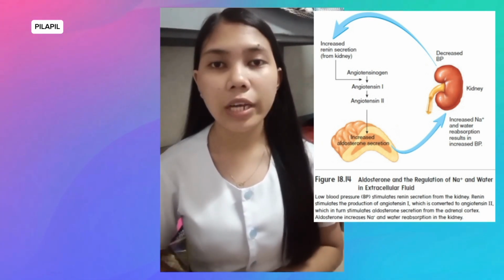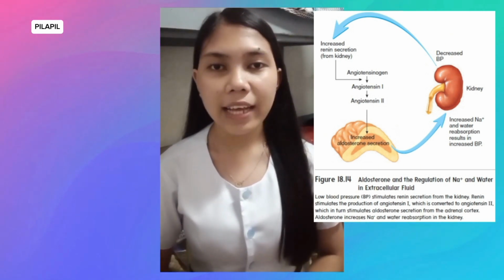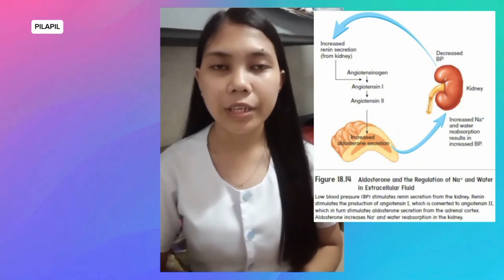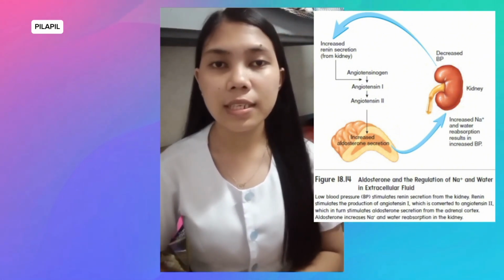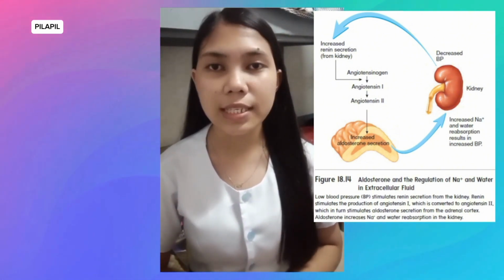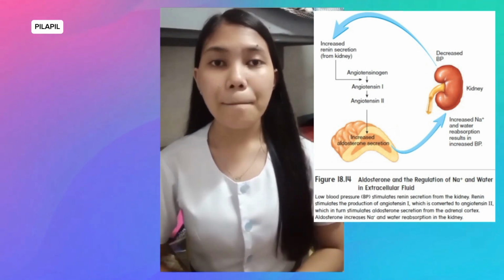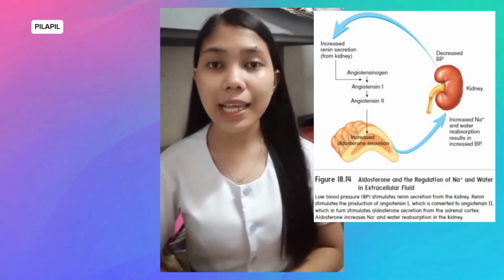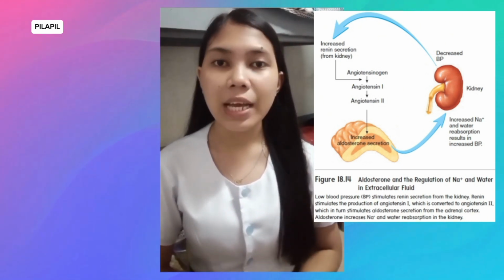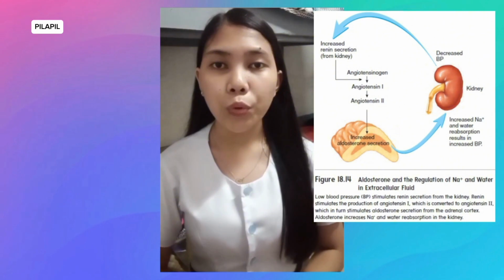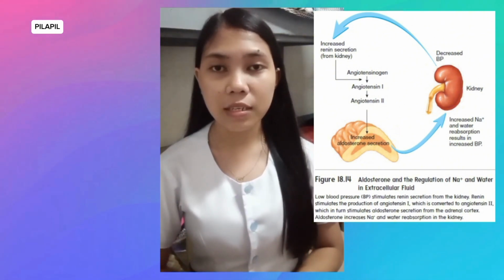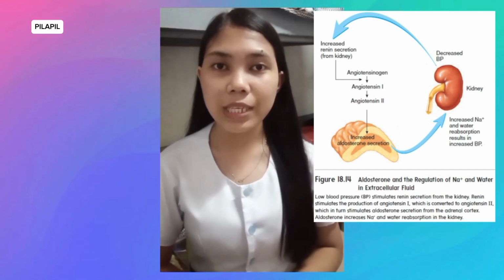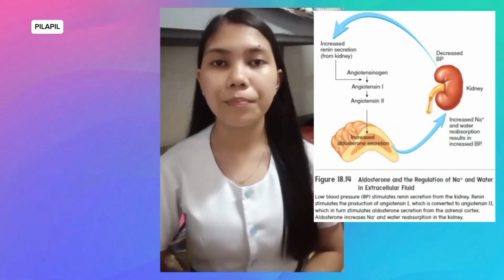Renin then acts on a plasma protein called angiotensinogen, which is produced by the liver. It converts angiotensinogen into angiotensin I. But our story doesn't end there. Angiotensin I needs a little more transformation. It travels to the lungs, where an enzyme called angiotensin converting enzyme, or ACE, converts it into its active form, angiotensin II.